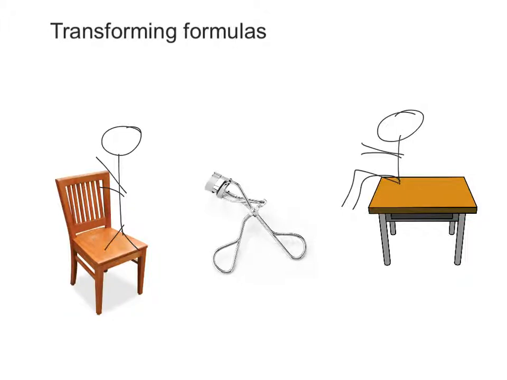And these things were used as a torture mechanism before they were transformed into eyelash curlers. Just kidding. But you get the idea. We use tools for multiple purposes, depending on our need. Same thing in math. We can take a formula that's used to find one thing and transform it to find something else. Let's take a look.